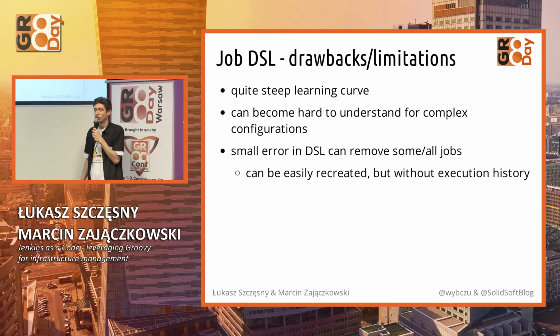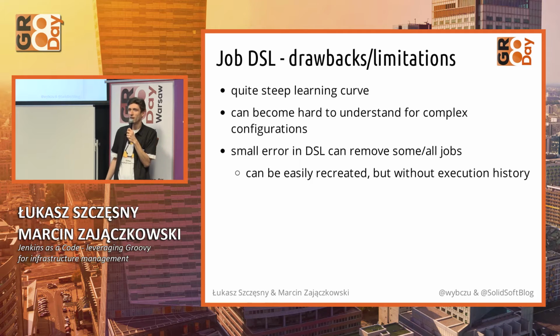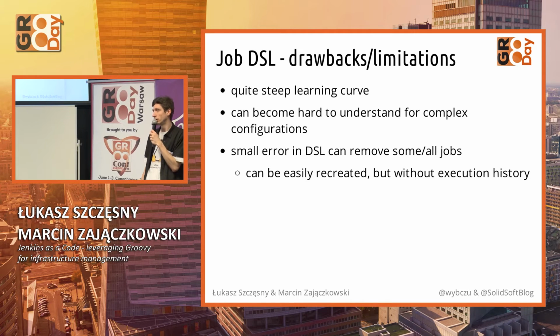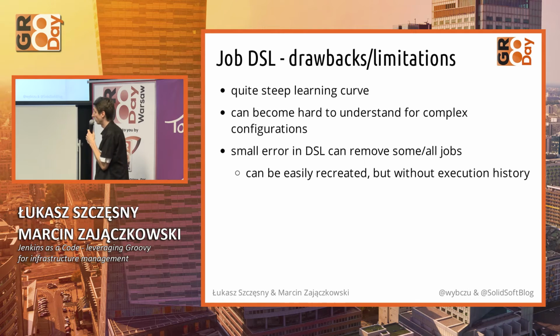Another potential issue is the fact that an unfortunate change in your DSL script can lead to a deletion of some jobs or all the jobs available in your Jenkins. Of course, they can be easily recreated using Job DSL, but some other things like job execution history, which is not managed by Job DSL, have to be restored using an external backup service.